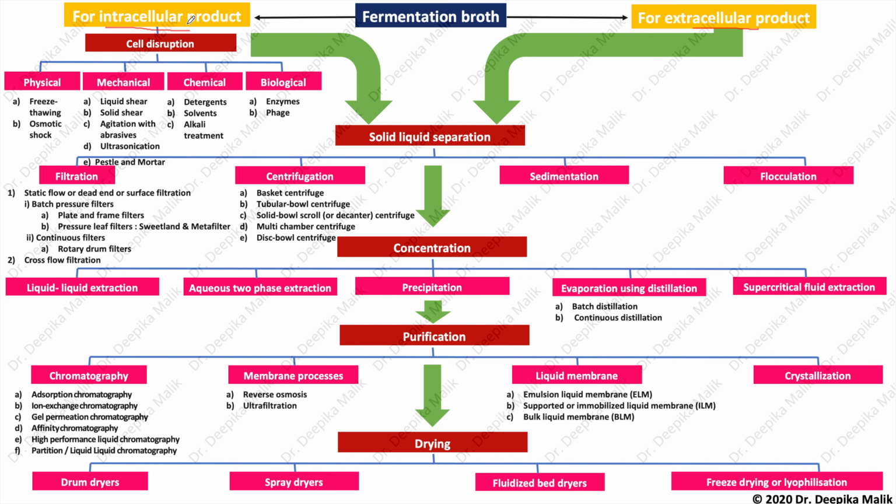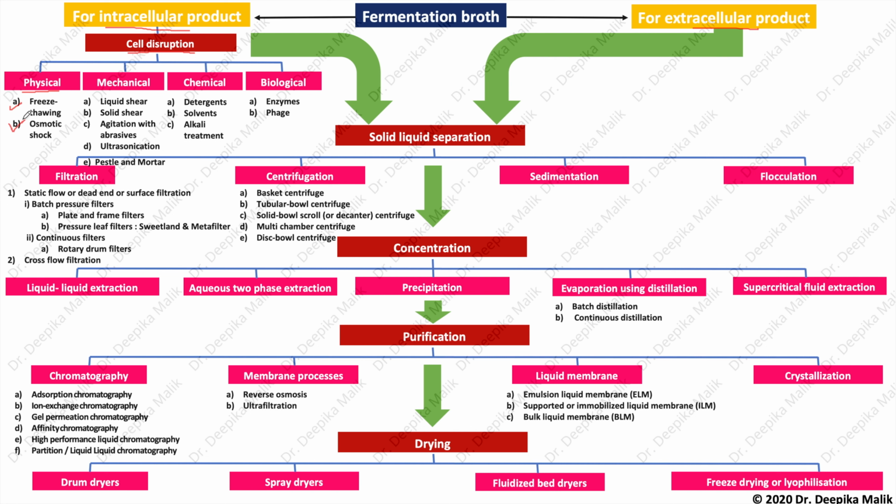If your product is intracellular, that is, if it is present in the microorganism that you have used for causing the fermentation, you have to break that organism in order to release the desired product. Cell disruption methods fall into four major categories. First is the physical method that includes freeze thawing, which is a technique that involves freezing a cell suspension in a freezer and then thawing the material at room temperature. Multiple cycles of this will cause the cell to break down and release the intracellular material.